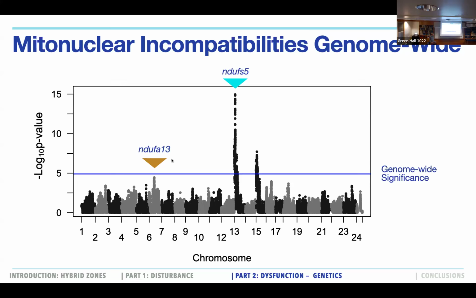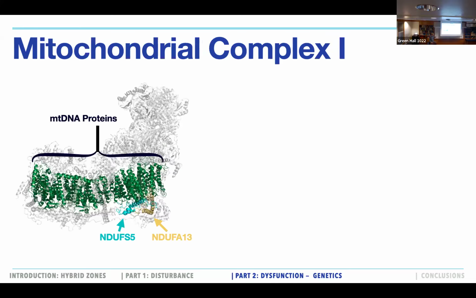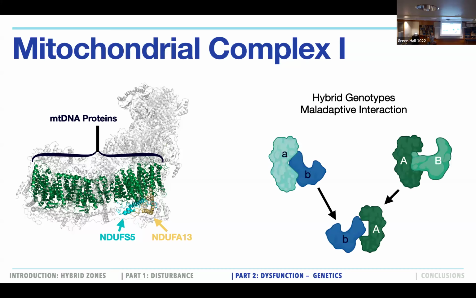And we were really excited about this because the top candidates in both these peaks, you will notice that their names are very similar. That's because they're members of the same protein complex, mitochondrial complex 1, which is the first step in the electron transport chain. Within this complex, not only do they interact with mitochondrially encoded proteins, but they actually interact with each other physically. So this is a really straightforward candidate for this protein-protein interaction model of mitonuclear incompatibility evolution.